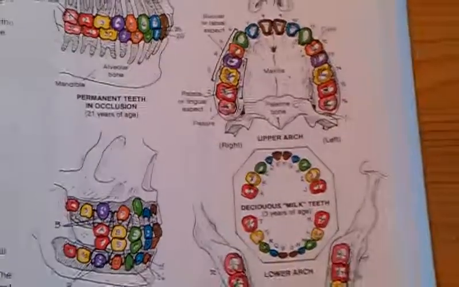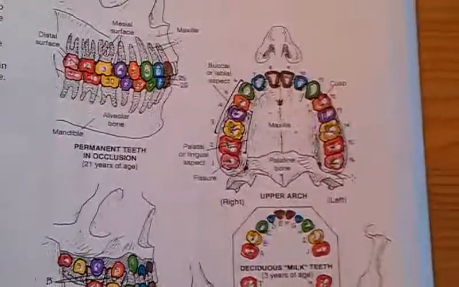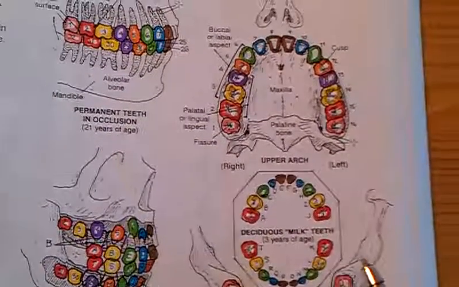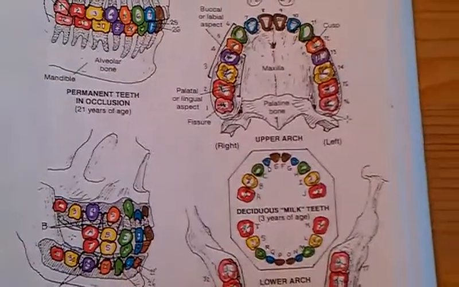Now the blood supply and nerve supply of teeth are the maxillary artery and vein and the trigeminal nerve.